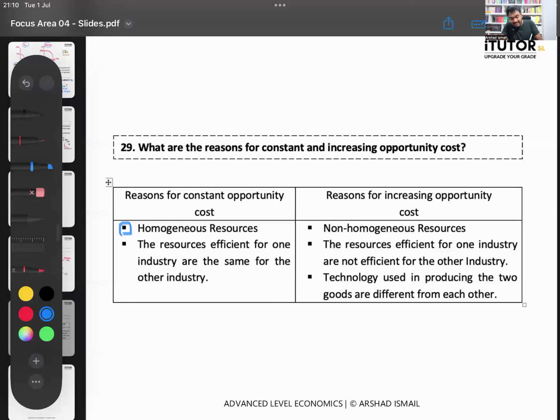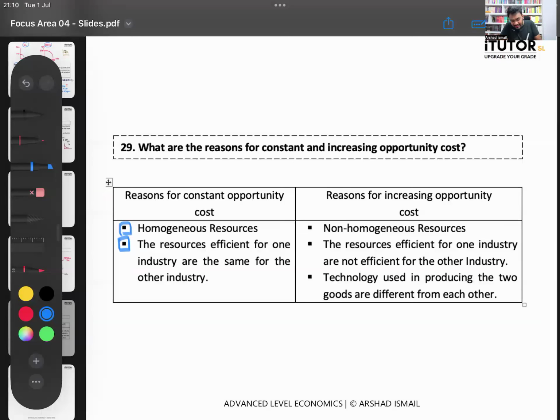The second reason is if the resources efficient in one industry are the same for the other industry. Now, if you take a baker, whether you put him to bake buns or to bake bread, he is equally efficient, no? He can get both of it done. Then also you'll have constant opportunity cost.